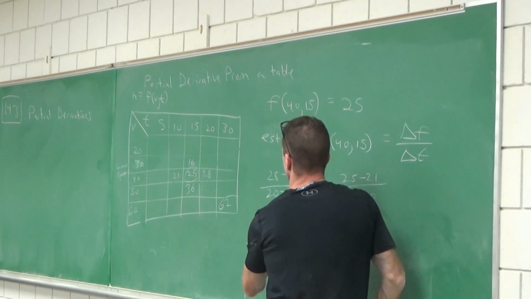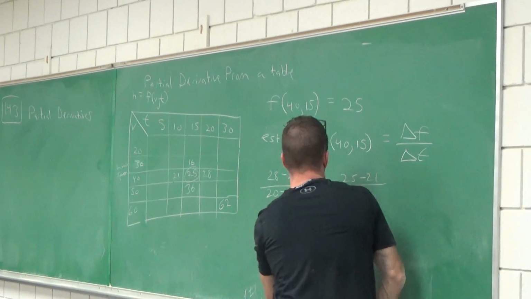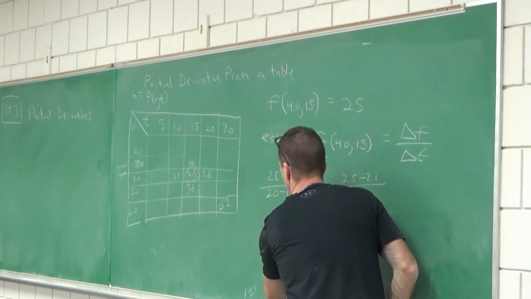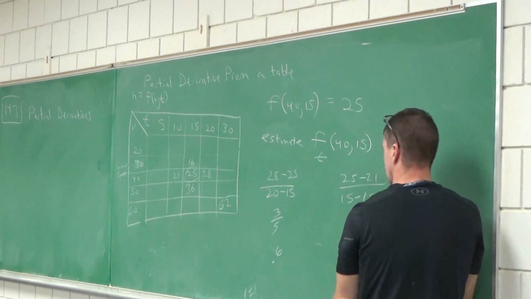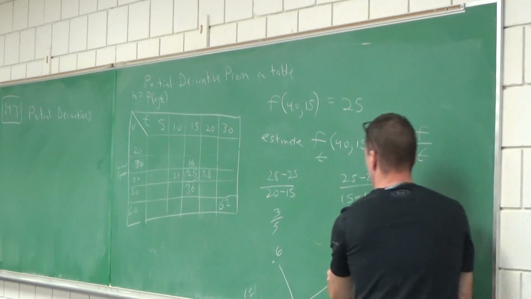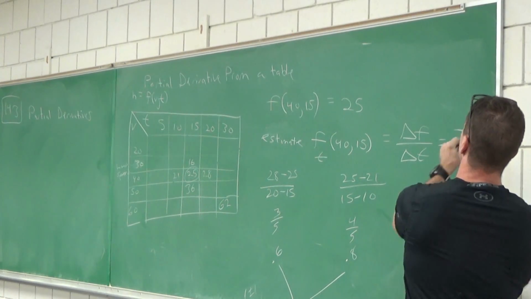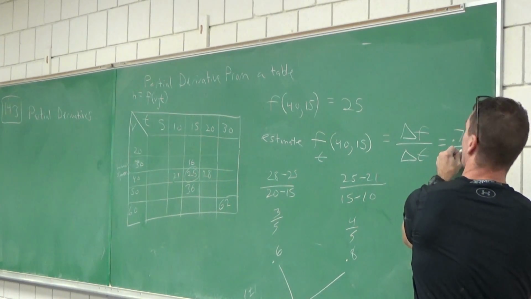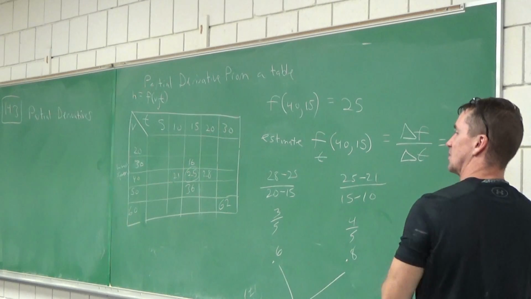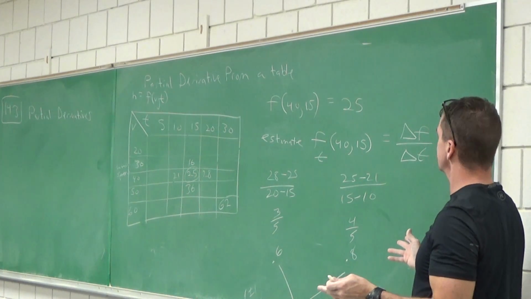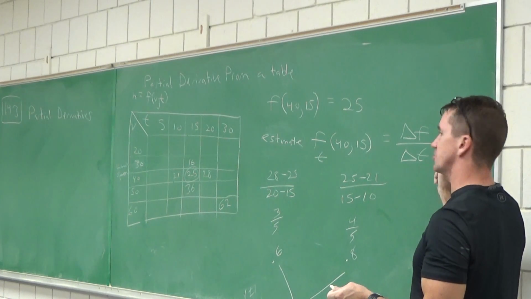And what are these fractions? 3/5. This is 4/5. What's that as a decimal? 0.6. 0.8. What's the average? 0.7. Now what's the units? Feet per hour. So can we interpret that? This is rate of change. It's like the wave heights are increasing what?